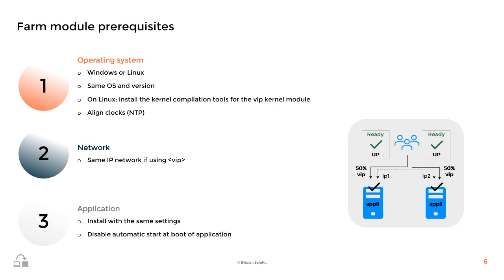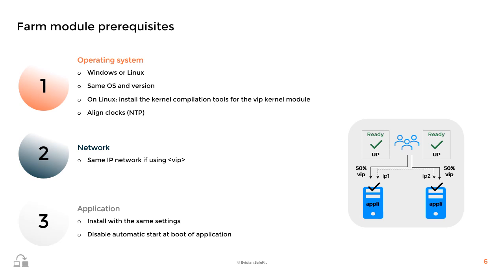Let's go over the prerequisites for setting up a farm module. In Step 1, for the operating system, ensure that you are using either Windows or Linux and that all nodes are running the same OS and version. If you're using Linux, make sure to install the kernel compilation tools for the VIP kernel module. It is also important to align the clocks. This ensures accurate log analysis across the servers.